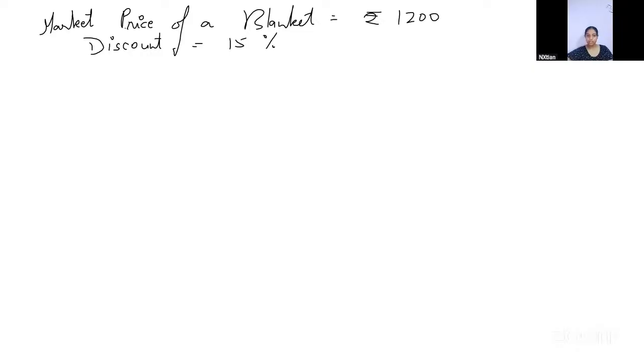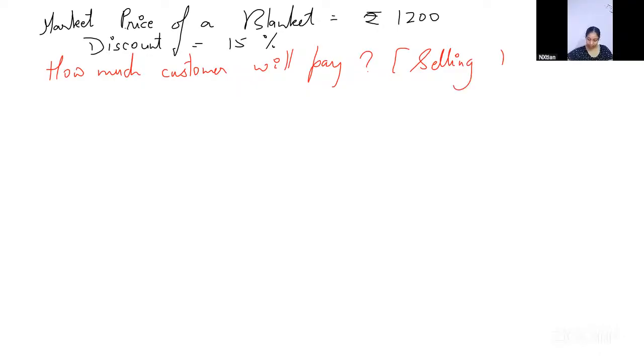Okay, you have to calculate how much the customer will pay. How much the customer will pay is the selling price. How do you calculate that?